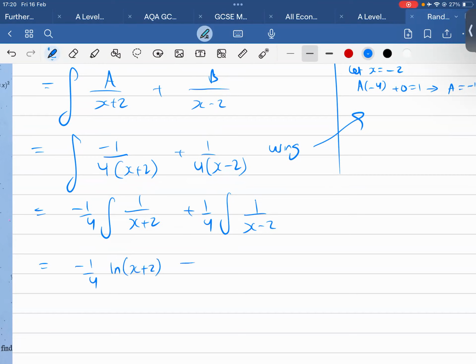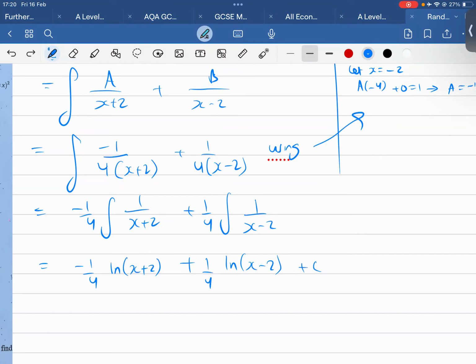What could be a good follow-up question that the exam board could give? It could be rearranging to show x equals e to the 4 or something, and you might have to use the log rules and stuff like that.